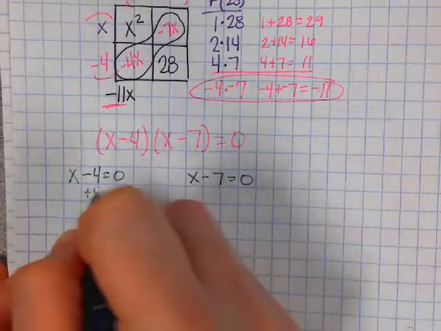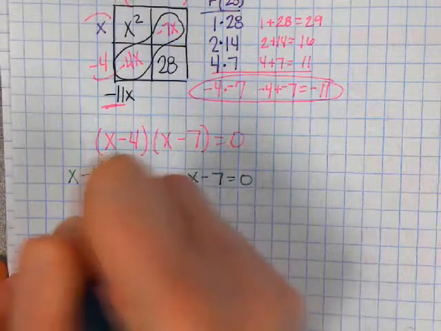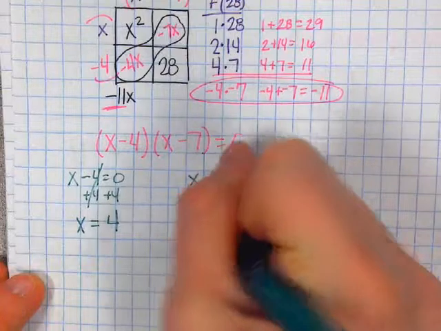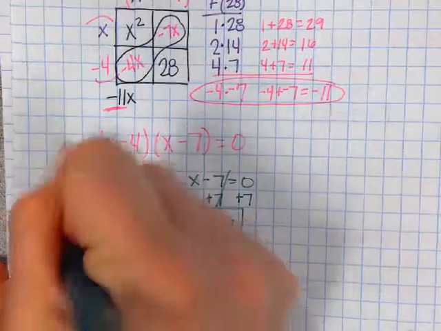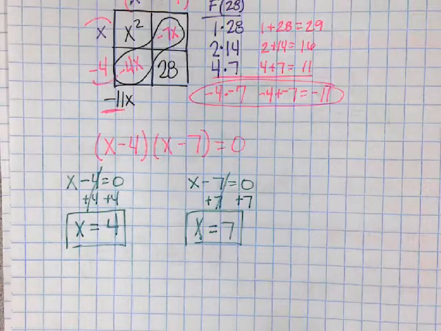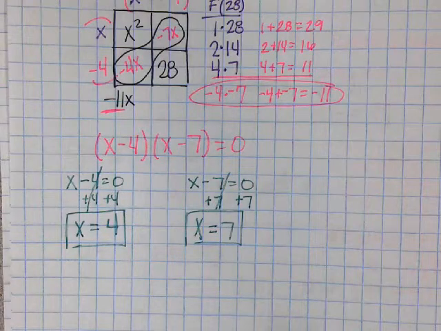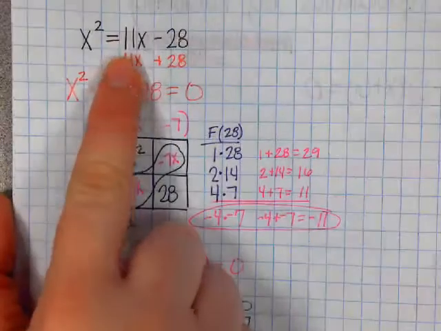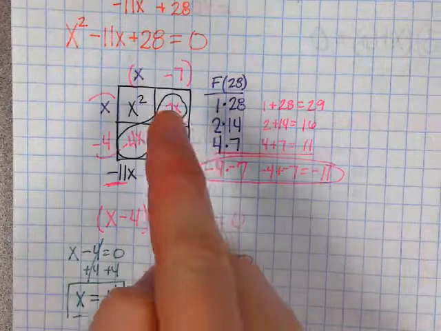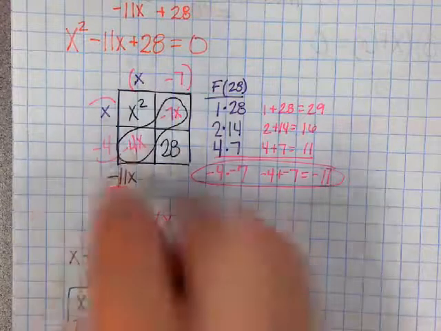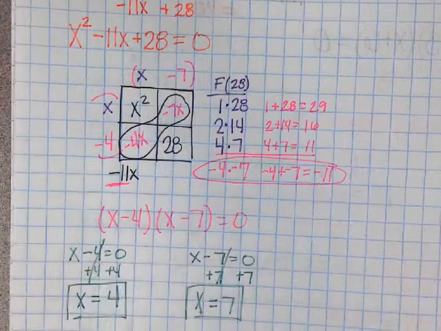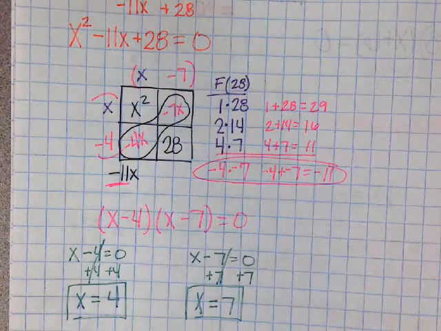Set both of them equal to 0. So add 4, x equals 4. Add 7, x equals 7. So that is how you solve by factoring. Sometimes you have to set it equal to 0. Sometimes you have to factor it, like the very first one was already set like this. Those ones you just have to set both parentheses equal to 0.